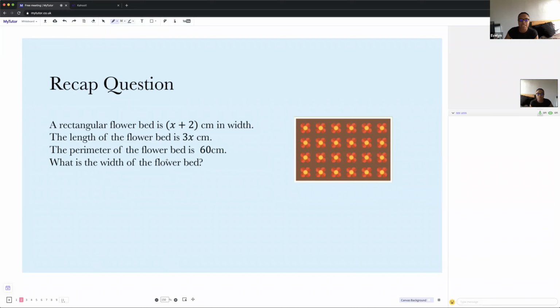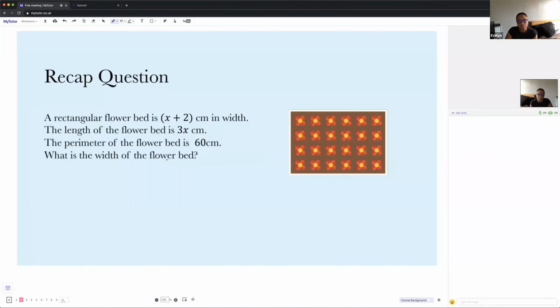Right, perfect. Now, recap question. I know some of you are asking for some more worded problem questions and some more questions on applying linear equations. So here is one. I'd like you guys to have a read of it and then have a go at answering it, and put your answers in the chat when you have one. Let's see what you get.